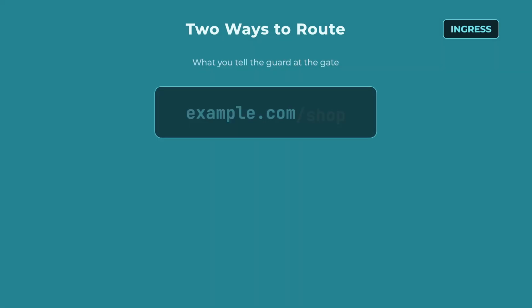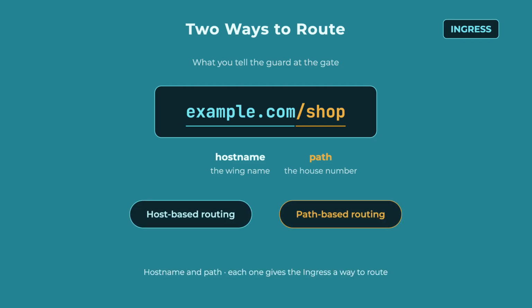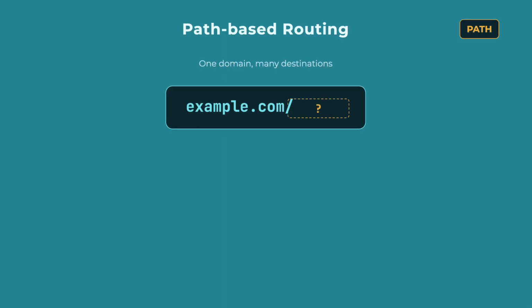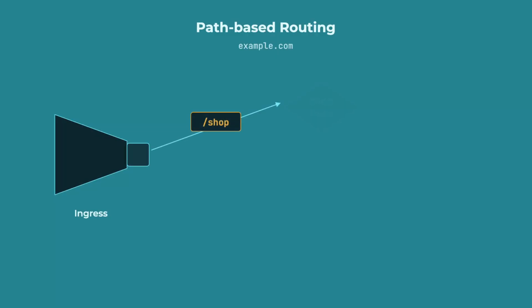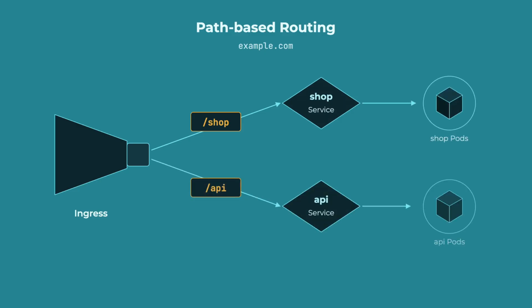Remember what you tell the guard at the gate? The wing name, the house number. In Kubernetes, those are the host name and the path. And each one gives you a way to route. So the ingress can route traffic in two primary ways. The first is path-based routing. Same domain, but whatever comes after the / decides where the request goes. So let's say we have a website called example.com, where example.com/shop goes to the shop service and example.com/API goes to the API service.